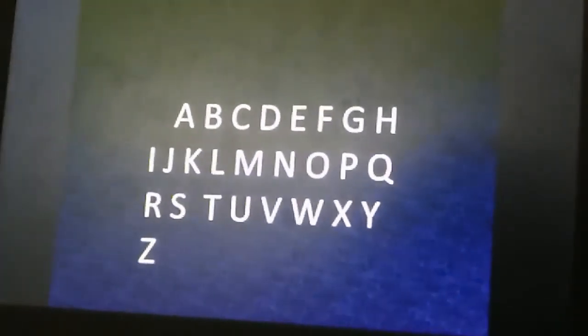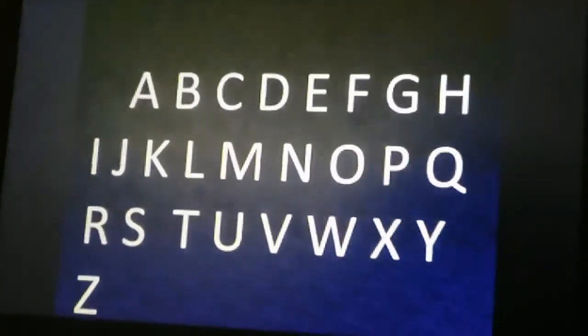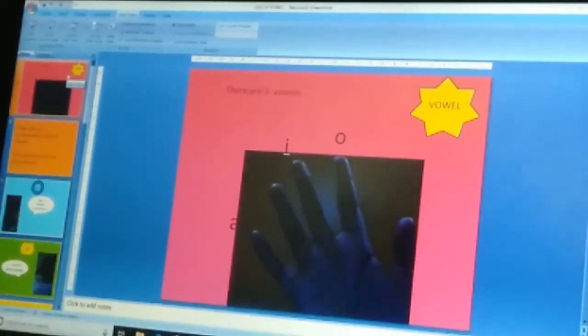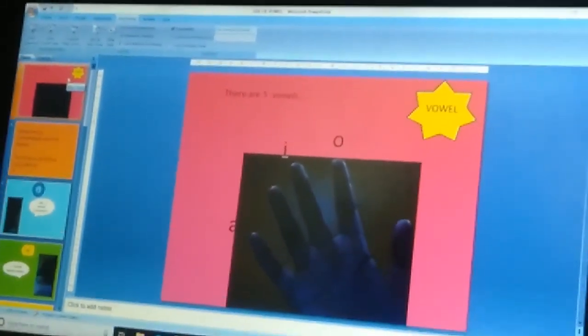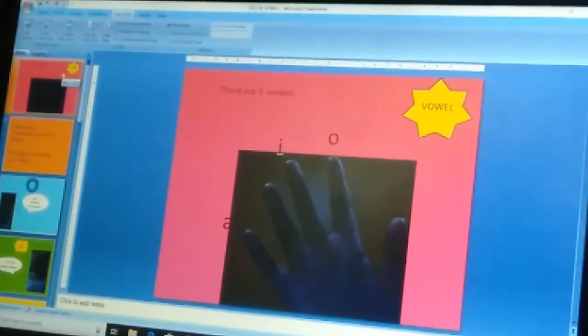L, M, N, O, P. Q, R, S, T. U, V, W, X, Y, Z. So, how many letters are there in the English alphabet?